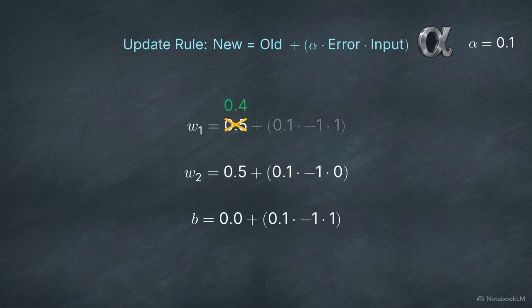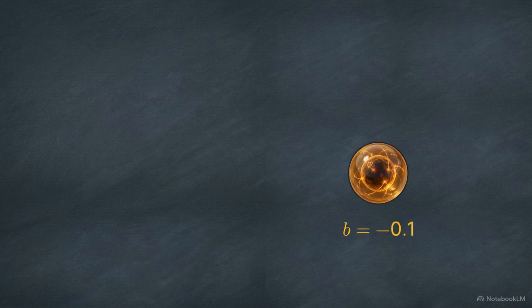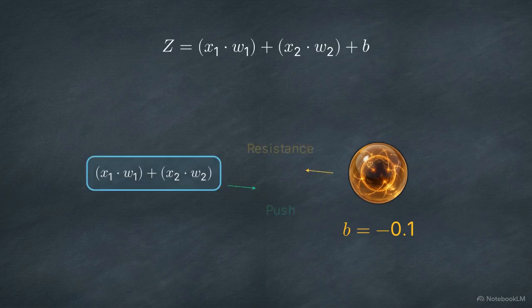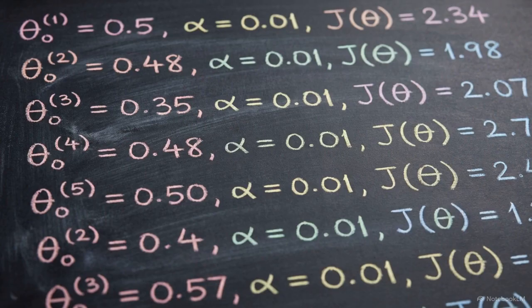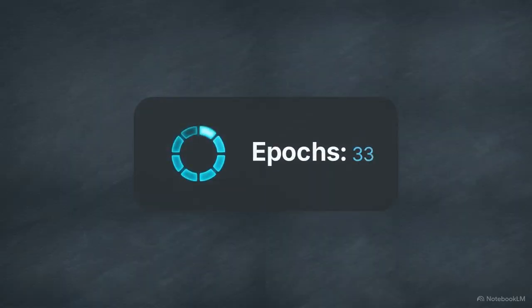Running the update rule calculates our exact adjustments. The weight for sunshine drops to 0.4. Because the distance input was 0, its weight remains untouched at 0.5. Finally, the bias drops to negative 0.1. In real-world terms, this negative bias means the model has learned to be slightly tired by default. It will now require stronger positive input signals to overcome that baseline resistance and trigger a decision to leave the house. This iterative parameter adjustment is the core mechanical process of machine learning. The system algorithmically turns wrong guesses into calibrated experience. We repeat this update process across multiple epochs.